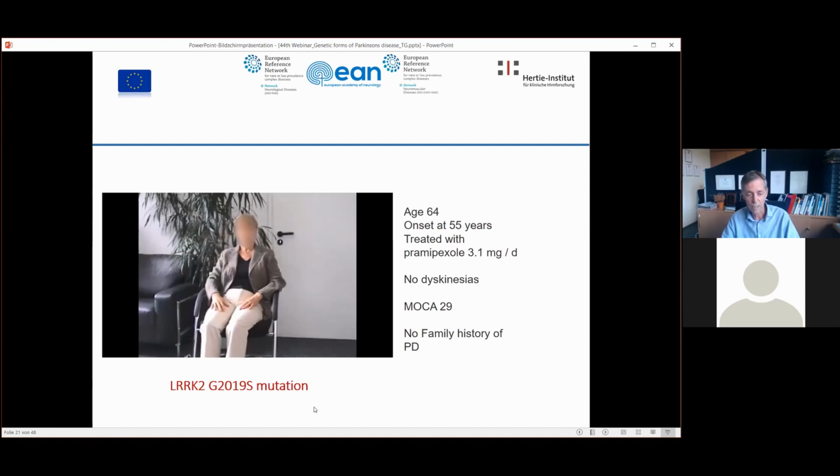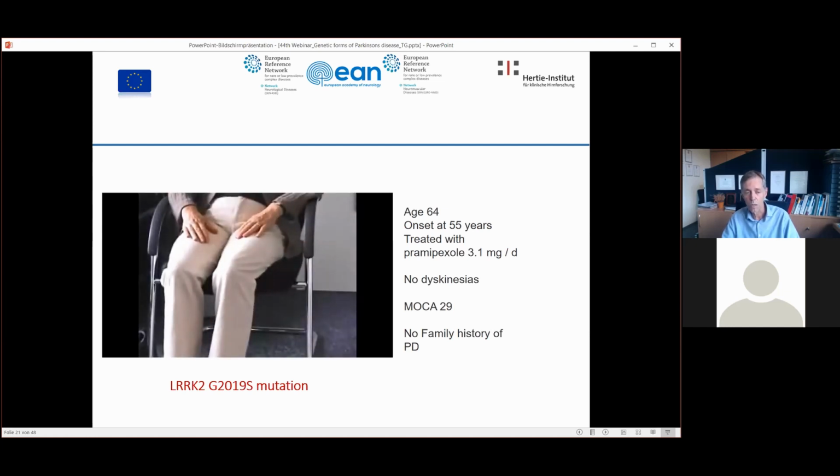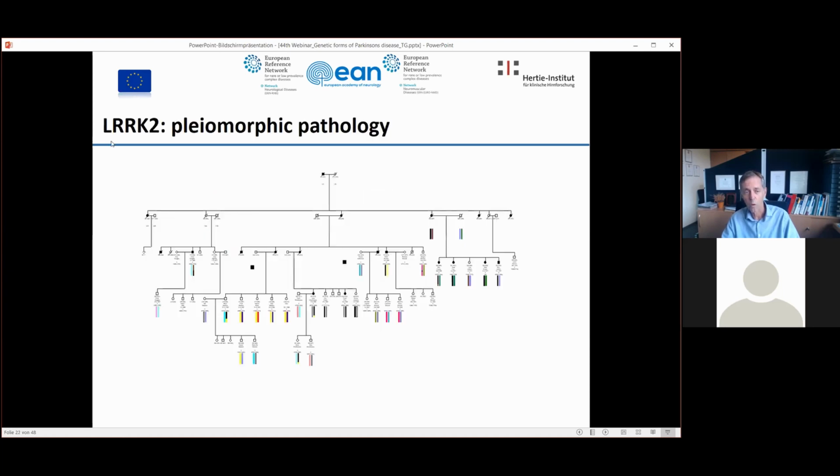And it turns out that this patient has a LRRK2 G2019S mutation. Now, what's characteristic of the LRRK2 mutations? One characteristic is that the effect of the LRRK2 mutation is what's called pleomorphic. So it causes different phenotypes, at least pathologically. This is one of the first large families where this gene was discovered. And pathologic examination shows that those affected individuals have, in fact, different pathologies.